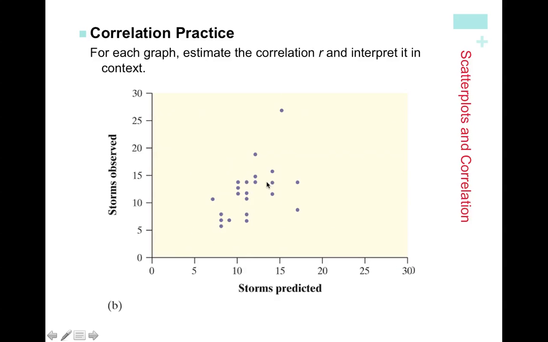This one, again, positive correlation. I'd say maybe around positive 0.5. We've got a linear relationship going like this. Notice there is probably an outlier up here. And what that means is that as the number of storms predicted goes up, the number of storms observed also goes up. That should sort of make sense, that if we're predicting more storms, we'll probably see more storms.